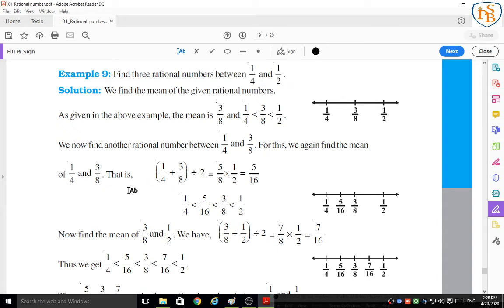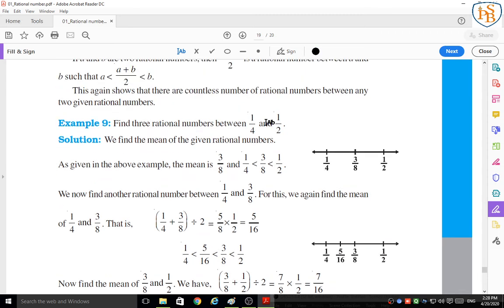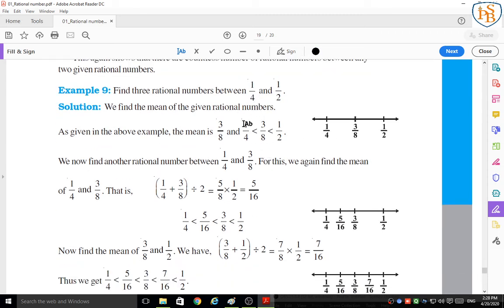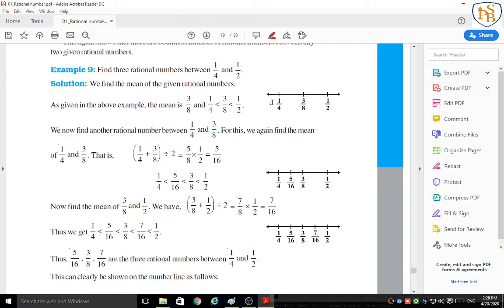Look at here carefully. In the above example, we already found that the middle point between 1 upon 4 and 1 upon 2 is 3 upon 8. Look at this number line: between 1 upon 4 and 1 upon 2, the middle number is 3 upon 8. Now I have to find the middle number between 1 upon 4 and 3 upon 8.